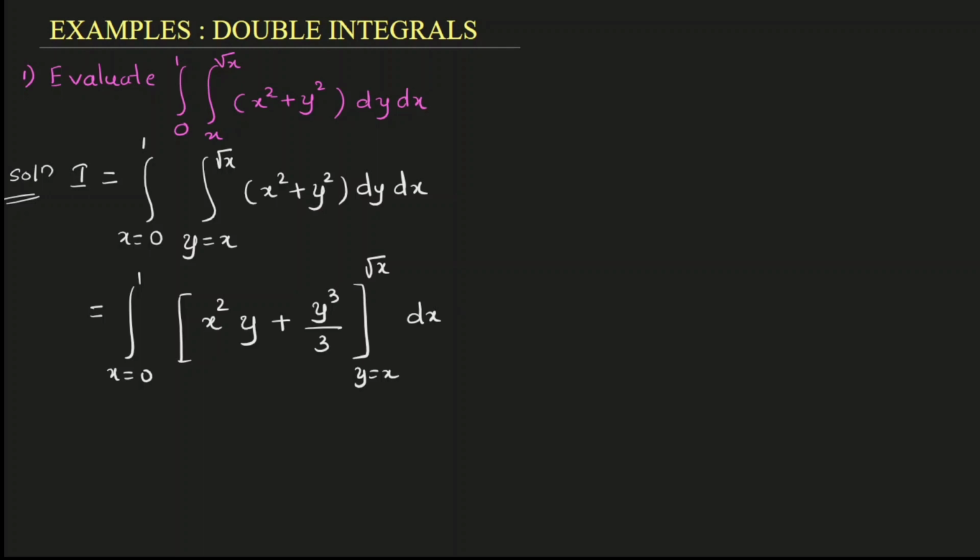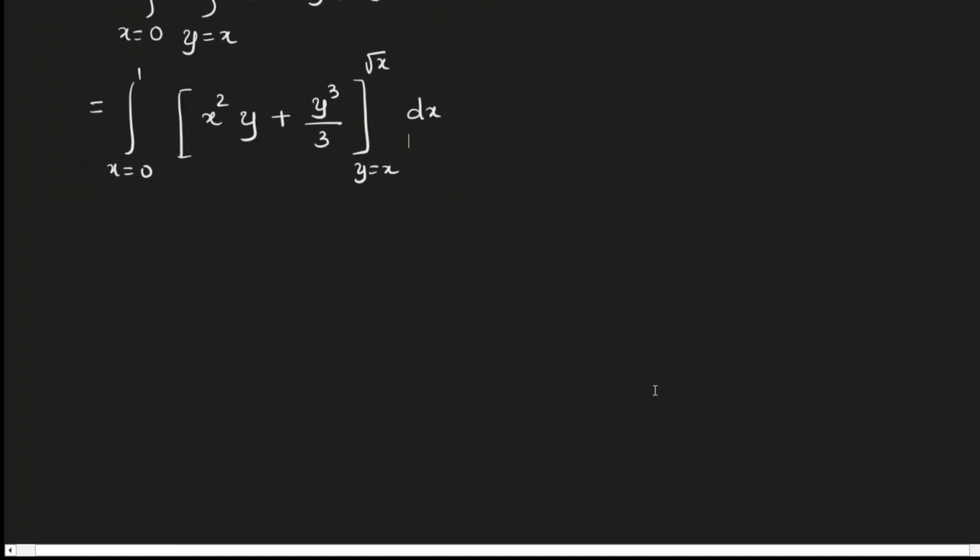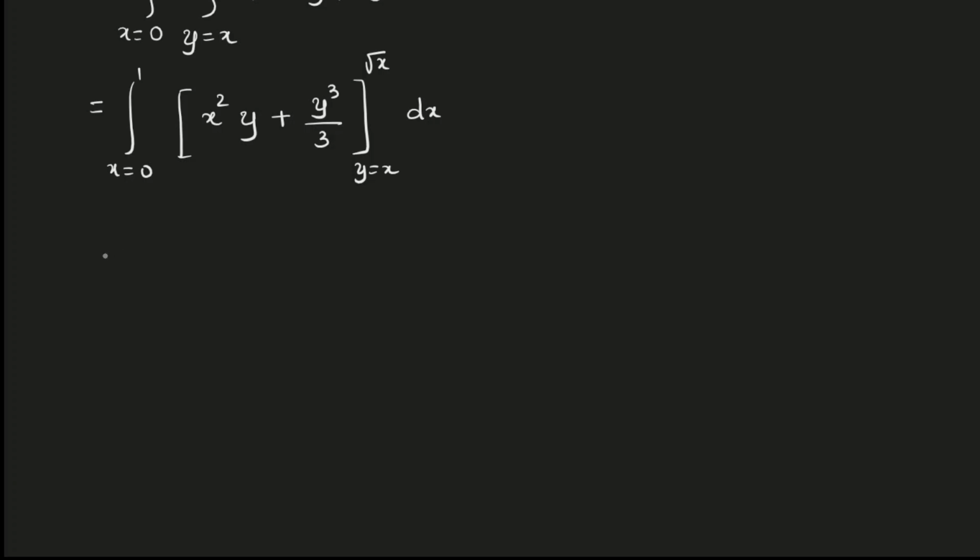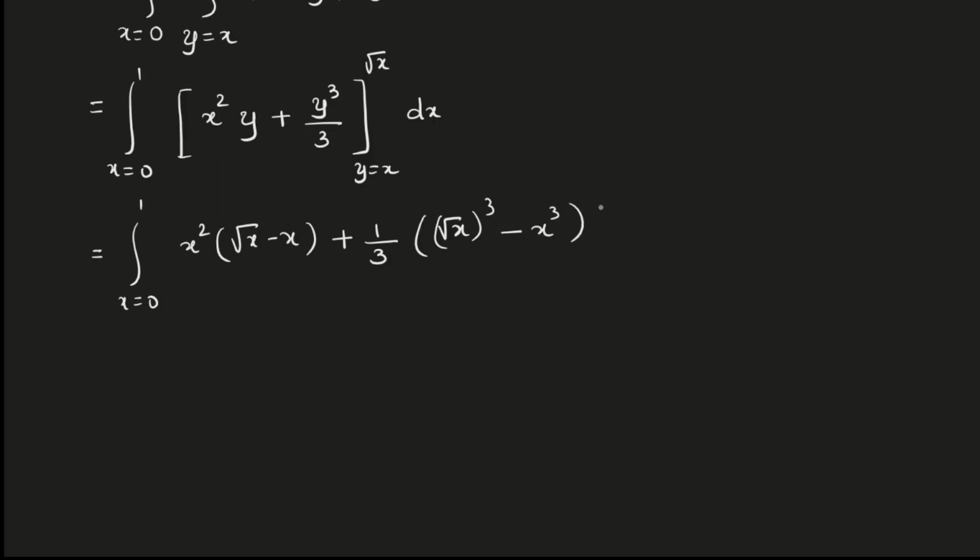Now substitute upper and lower limits. So when you substitute upper and lower limits, x square as it is, in place of y, root x minus x for the first function. 1 by 3 is a constant. Y cube: root x whole cube minus x cube, into dx.